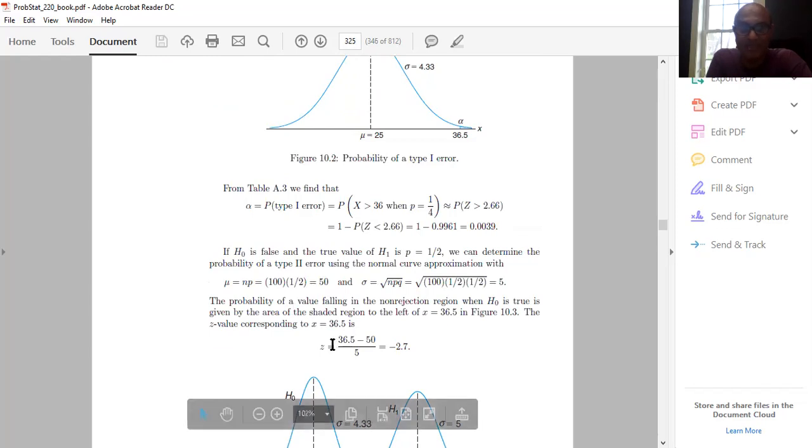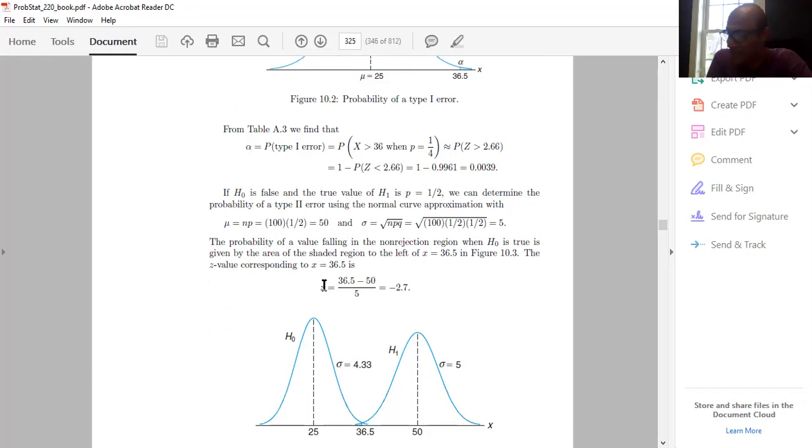Now I'm going to start with this one. Look at here, guys. If H0 is false and the true value under H1 is equal to half, determine the probability of type 2 error. Here he mentions type 2 errors, and I think it is better if I take the example after some time. In the book, the authors have explained only type 1 and type 2 errors, and then the example, if I'm not wrong. So type 1 error can be reduced just by increasing the sample size.